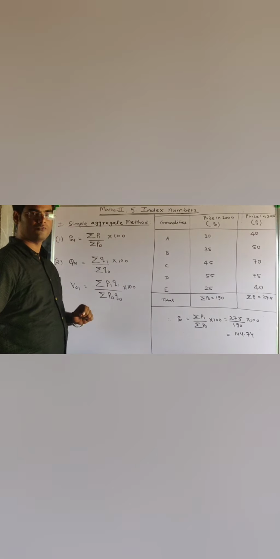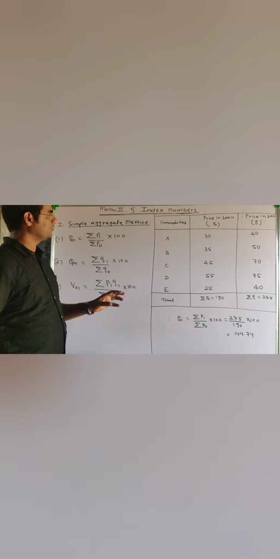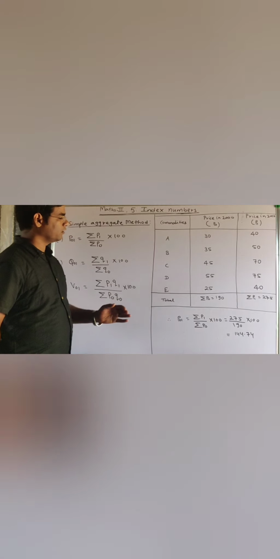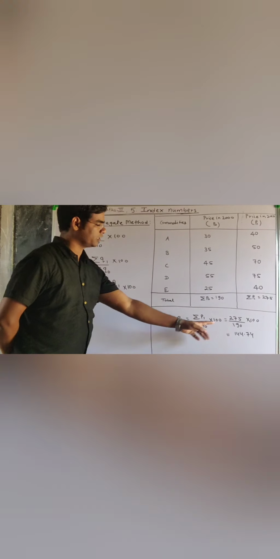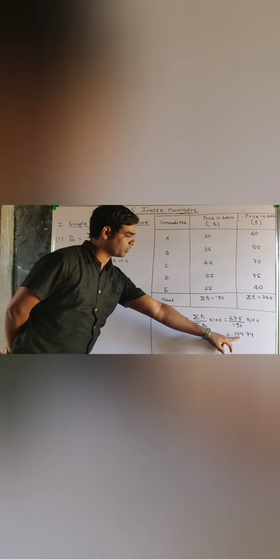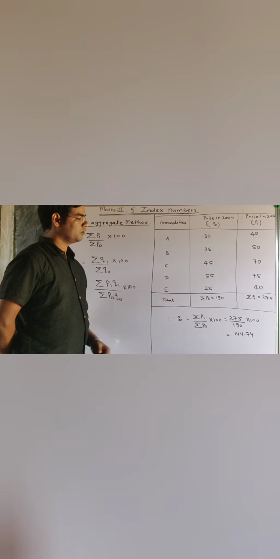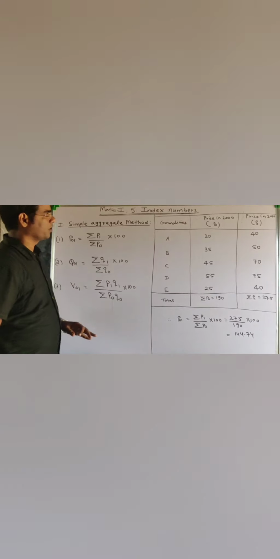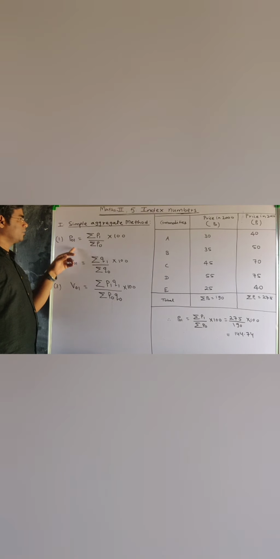So what is the meaning of 144.74? Suppose the price of a commodity in the year 2000 is 100. Then in the year 2010 it has increased by rupees 44.74. So approximately it is 45% of the total price. So with this we have completed the price index number.